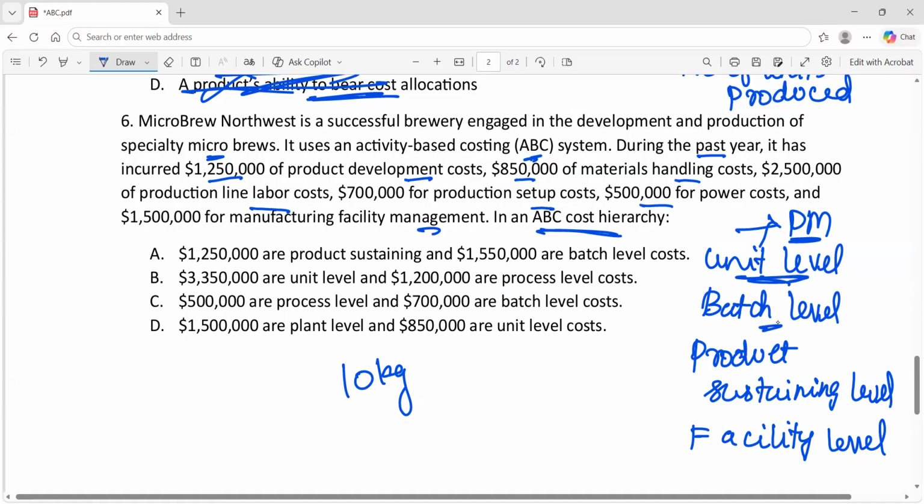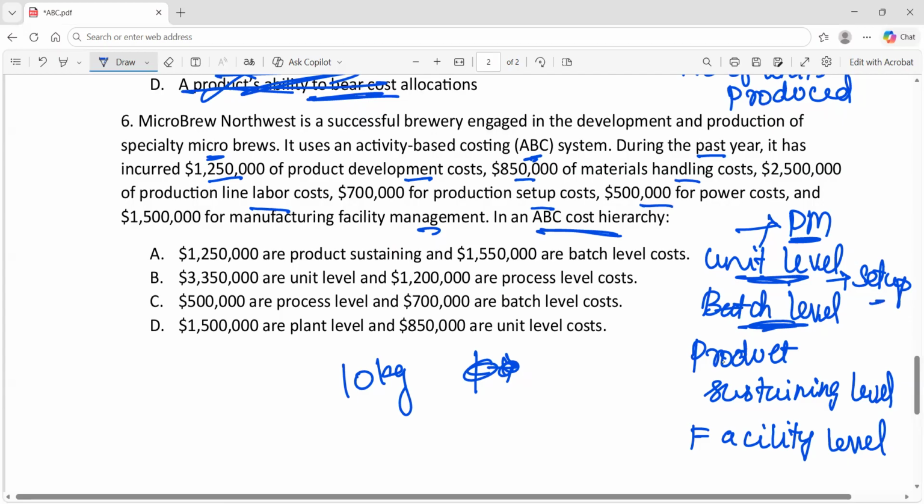Then we have batch level activities. Batch level activities are those activities that are undertaken for every one additional batch that you're producing. Example for batch level activity could be setup, because for every one unit you will not incur setup cost. You will incur setup cost for batches, right? That is, for the first batch you will set up your machine for production. You will produce in batch. That is, in one batch you will produce 100 units. Then for the second batch again you will incur the next level of setup cost. So batch level activities are those activities that are undertaken on a batch basis.